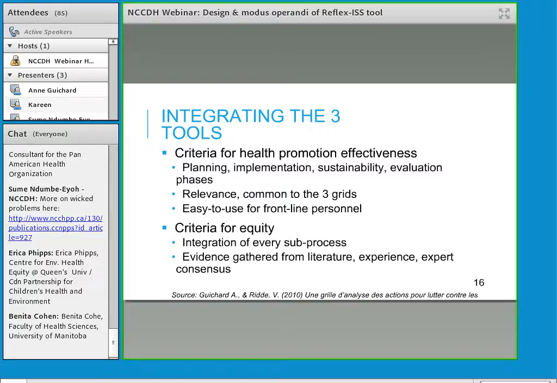The second is a set of criteria linked to equity, that is to say, appropriate in addressing the issue of social inequalities. I don't want to spend too much time today on how the tool was developed. For those who are interested, please wait until the end of the presentation to ask your questions or see the references at the end of the slides.